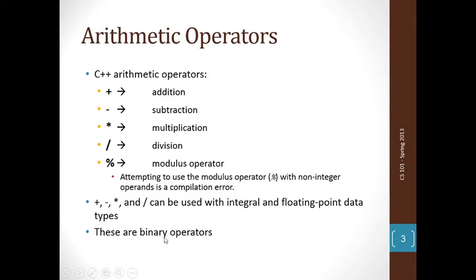These are binary operators, which means they work with two operands. One operand will be on the left side and the other operand on the right side. For example, 2 plus 3. 2 is an operand, 3 is an operand, and plus is an operator. Similarly, 2 minus 3, 2 multiplied by 3, 2 divided by 3, 2 modulus 3. All of these are binary operators, which means they take two operands.